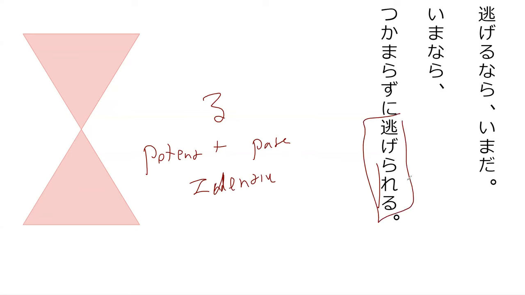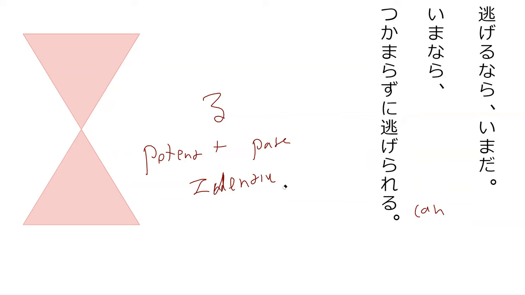So theoretically, you are correct, but sadly, nigeru is a ru verb. And for ru verbs, potential and passive form are identical. So nigerareru could be passive form or it could be potential form. Just letting you know, based off of hearing this sentence, potential form makes more sense. So you can run.